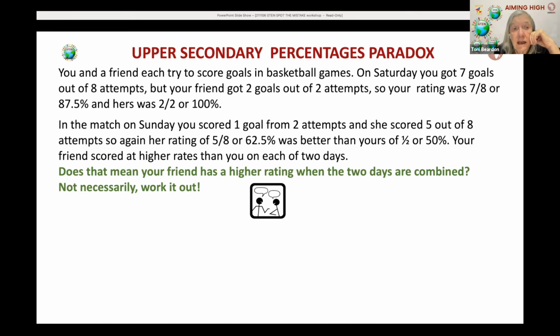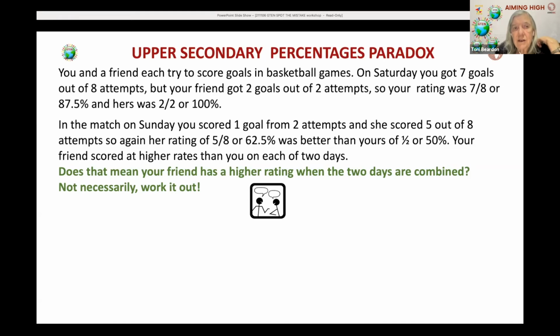And then on Sunday, you scored 1 goal from 2 attempts. And your friend, it was a girl playing basketball, scored 5 out of 8. So her rating of 5/8 or 62.5% was better than yours of 1 goal out of 2 attempts, or a 50% rating. So again, your friend scored at a higher rate than you did on each of the 2 days. Now, does that mean that your friend has a higher rating when the figures for the 2 days are combined?